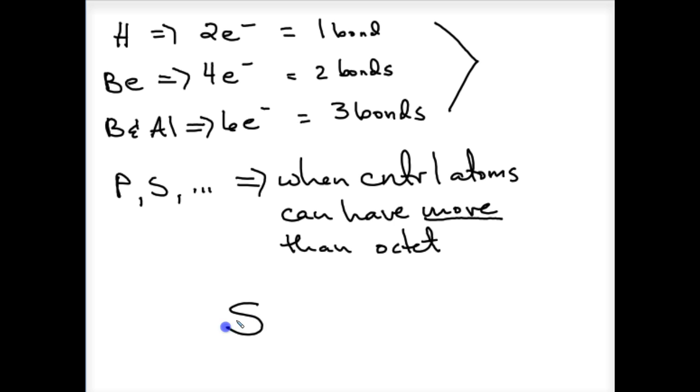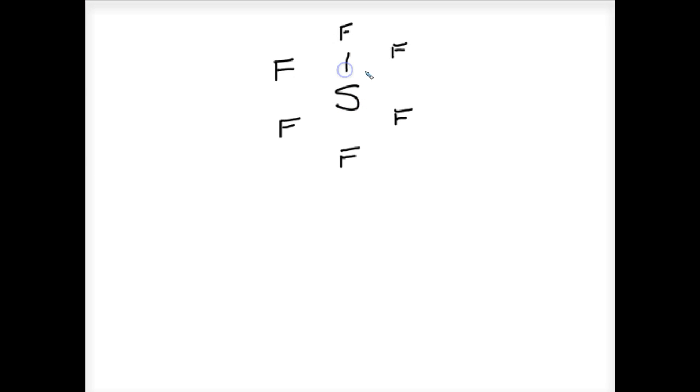Sulfur, okay, normally has 6 valence electrons. And if I form something like SF6, again, go back to our rules where we have sulfur as the central atom and we arrange everything around it, sulfur can literally make 6 individual bonds.